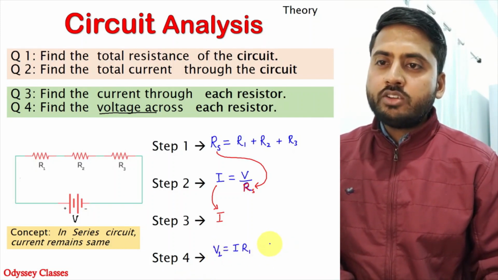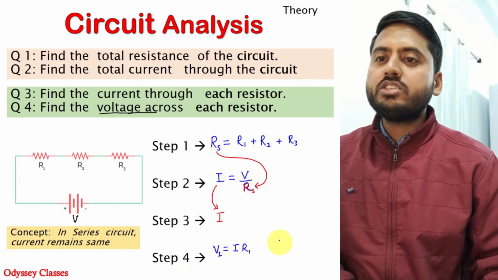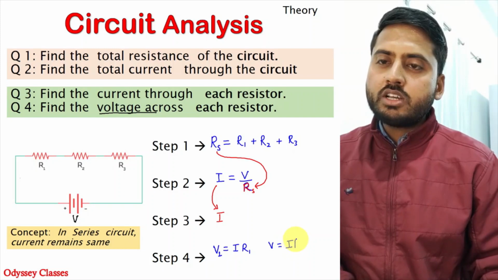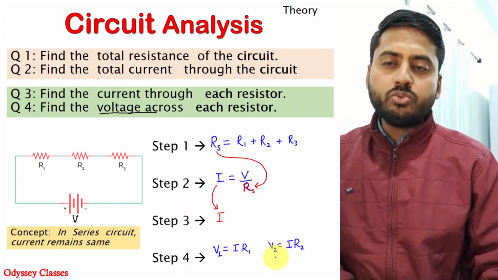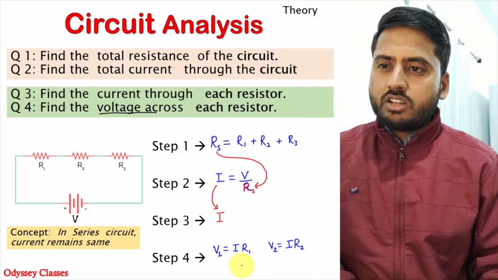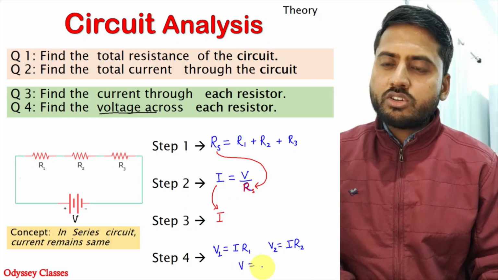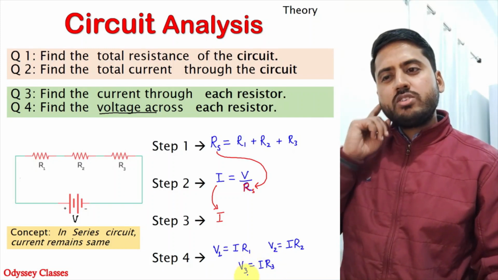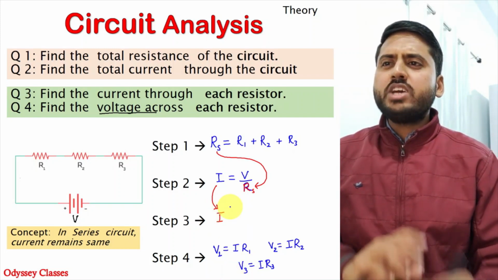Similarly, in order to find the voltage across resistor 2, we'll use the formula V is equal to IR, but we will use the subscript 2 to denote resistor 2 and the voltage across it as V2. And the third resistor is R3, so we can find the voltage across the third resistor as V is equal to IR. We write the subscript 3 to denote that this is the third resistor and this is the voltage across the third resistor. So you can see, very simple steps.